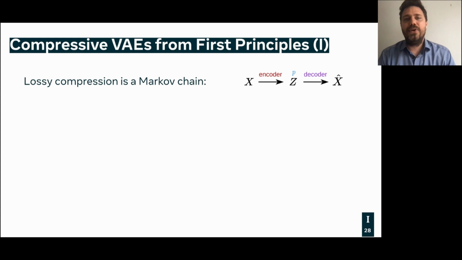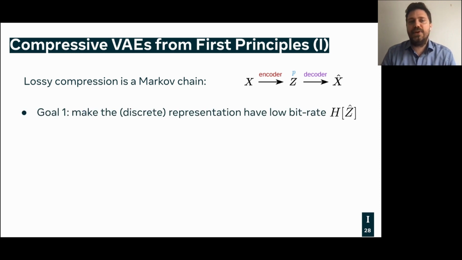Now, it turns out that our focus on latent variable models for compression is no coincidence. Lossy compression, when done by first principles, will actually always result in a variational autoencoder. To understand this, it is useful to think of the standard lossy compression pipeline as a Markov chain, where an encoder sends data x to a discrete latent variable z for entropy coding, and a decoder maps the latent state z to a set of reconstruction points x hat.